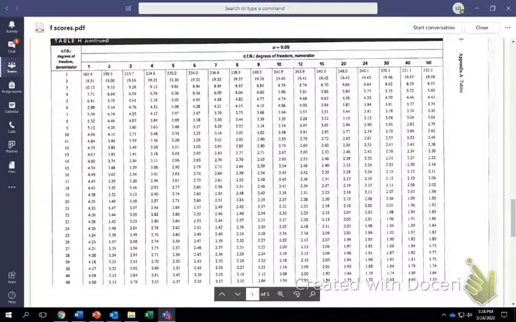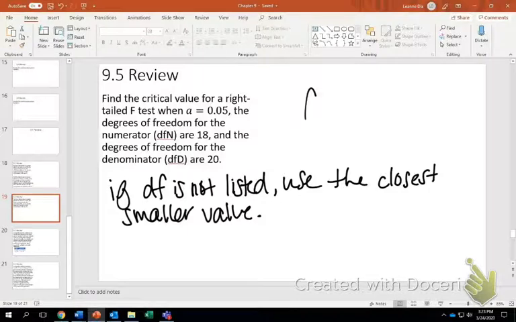And degrees of freedom for the numerator is 18, but if we notice, 18 is not listed. We got 15, we got 20. So I'm going to pick the closest smaller value, which is 15, and then my degrees of freedom for the denominator was 20. So I'm going to scroll all the way down until I get to the 20, which looks to be right about here. So my value is actually using a degree of freedom for the numerator of 15, and my critical value would end up being 2.20. So I go back here and I would write that. Critical value equals 2.20.